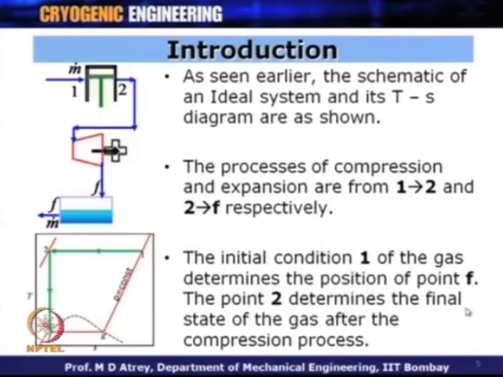Point 2 determines the final state of the gas after the compression process. So, point 2 comes over here, which lies vertically above point F. This is isentropic expansion, so entropy remains constant. If you extend this line further up and draw a horizontal line, with temperature remaining constant, the intersection of these two lines will be point 2, which is the final state after the compression process 1 to 2.